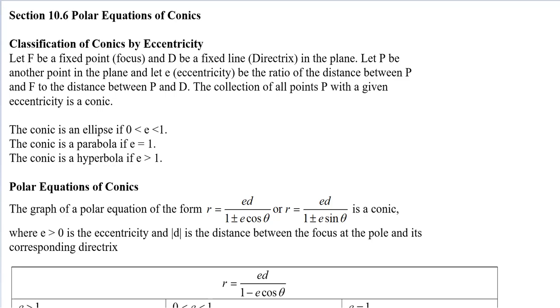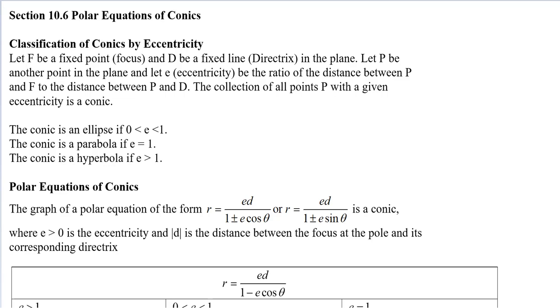This section is about the polar equation of conics. We're going to define it using eccentricity e, which represents the ratio between the distance from a fixed point, the focus F, to any point P on the conic section, and the distance from P to another fixed line, which we call the directrix. That ratio of PF to PD is called the eccentricity.